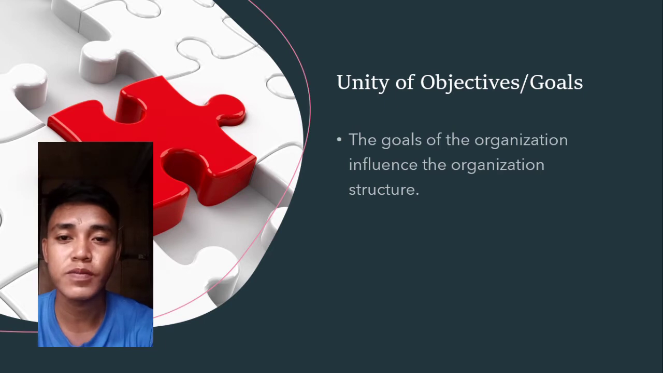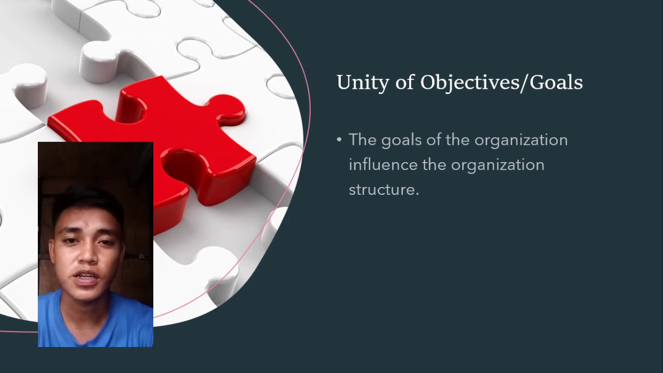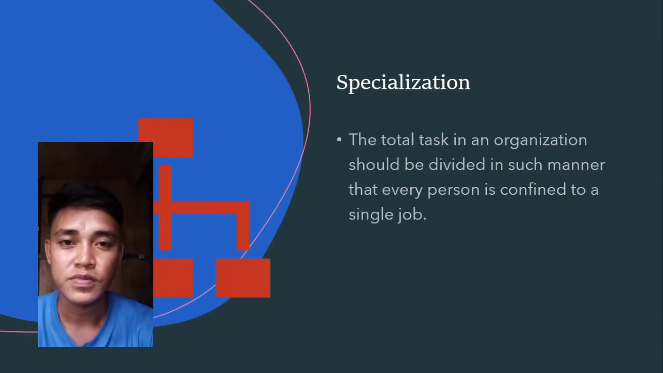1. Unity of objective. The goals of the organization influence the organization structure. Hence, the goals and objectives must be clearly defined for the entire organization, for each department, and even for each position in the organization structure. 2. Specialization. The total task in an organization should be divided in such a manner that every person is confined to a single job. This leads to specialization, and an individual employee repeatedly performing a specific single job becomes an expert in that job.